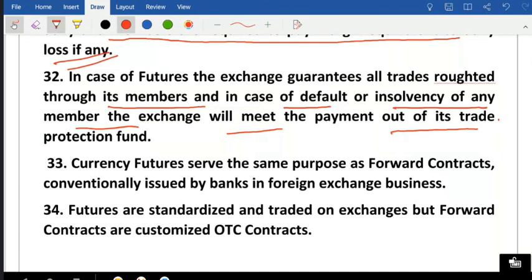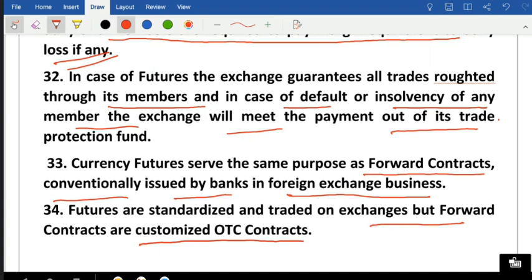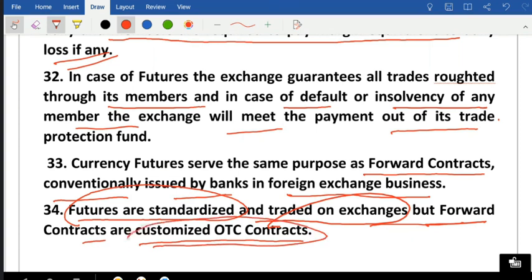From there they pay. Currency futures serve the same purpose as forward contracts conventionally issued by banks in foreign exchange business. Futures are standardized and traded on an exchange, but forward contracts are customized OTC contracts. Keep in mind, futures are standardized and traded on exchange, but forward contracts are customized OTC contracts. So this is very different.